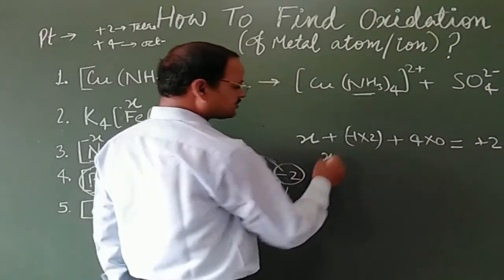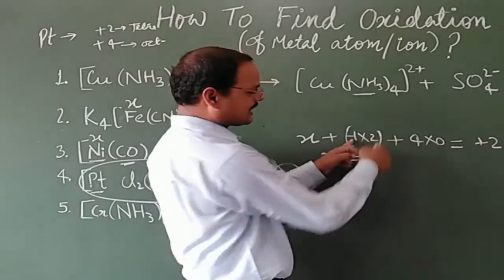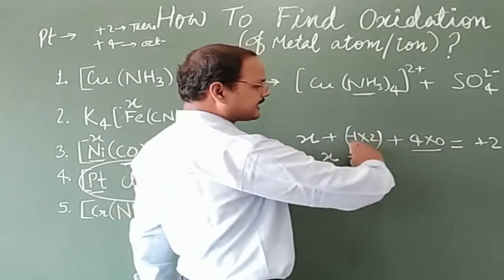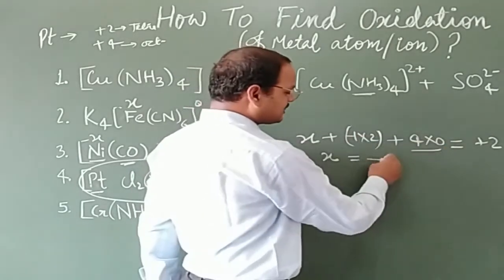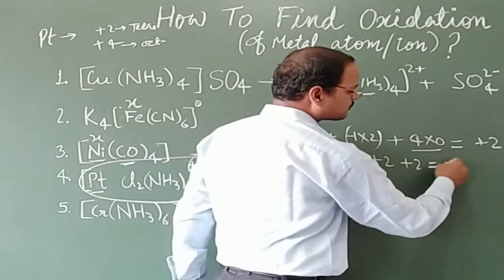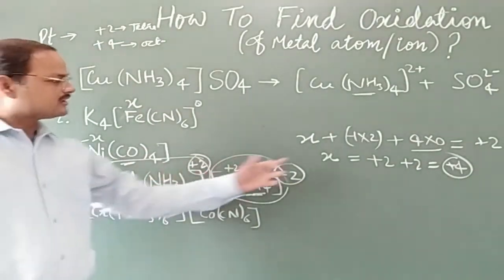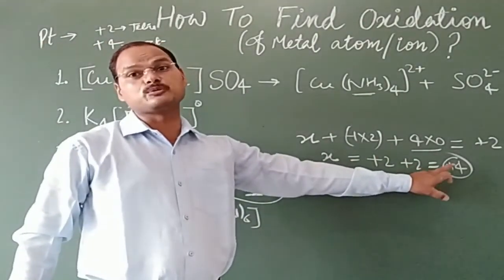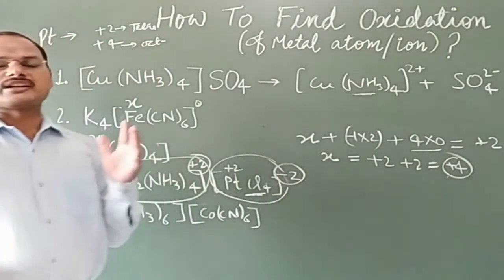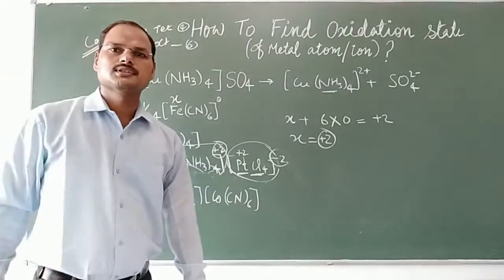It means when we solve for the X value, we will get here total minus charge 2, and here it becomes 0. It means when we carry this value towards the right side, it becomes plus 2, and it will also become plus 2. It means we will get here plus 4. The oxidation state for platinum in this sphere will be plus 4. I hope you understand how to find the oxidation state for those coordination compounds which have 2 metals.